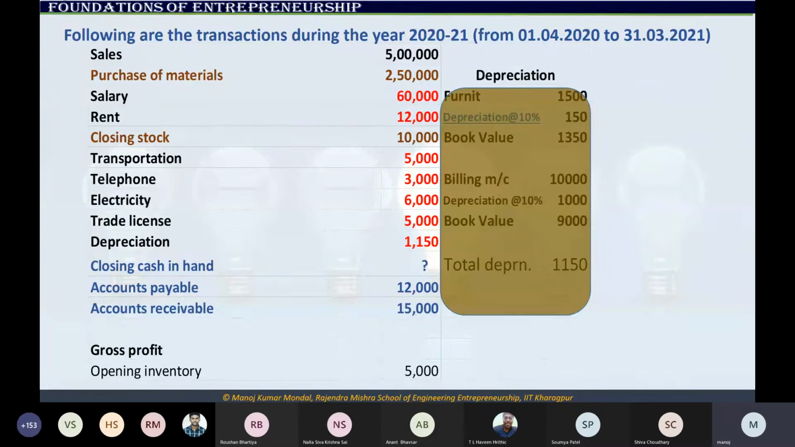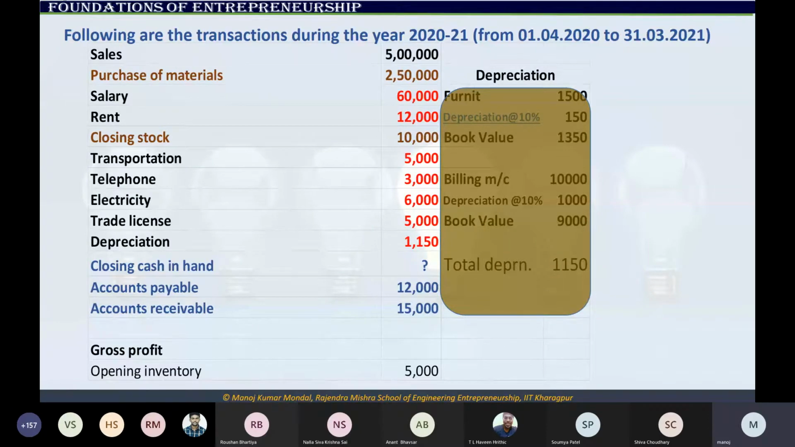Like sales, you have 5 lakh. If you see that total sales is 5 lakh rupees, total purchase of material is 2,50,000, and the like. You have hired a person and you are paying a salary of 60,000 rupees a year, rent, etc. So now you want to sit down and prepare your profitability statement. Profitability is not so easy. You have to take stock of all the expenses and all the incomes, etc. You have to estimate the depreciation as well. And only then you can find out the profit.